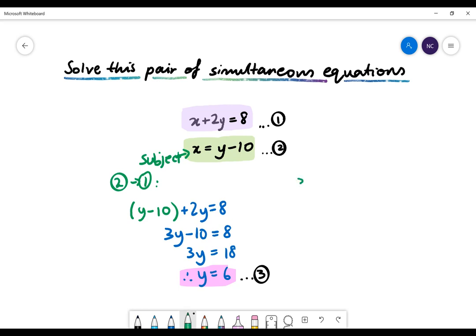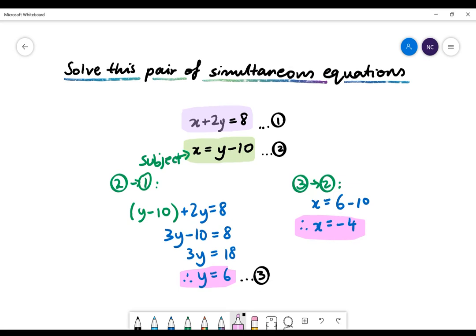We're going to put equation 3 into equation 2 because straight away you can see we're going to pop out what x is equal to. X will be equal to our y component, which is 6, subtract 10. So therefore we're left with x is equal to negative 4. Of course, we can check that this makes sense by plugging it into both equation 1 and equation 2.